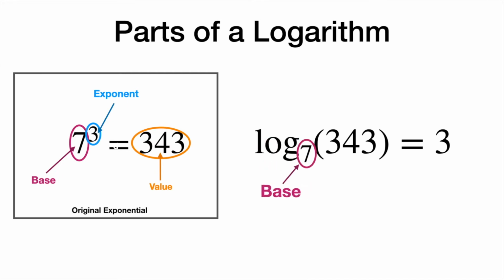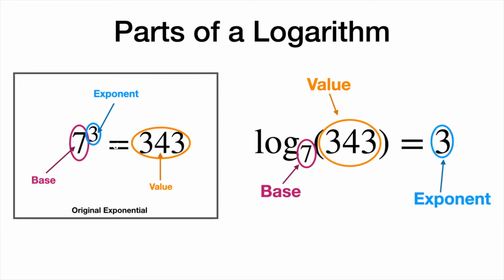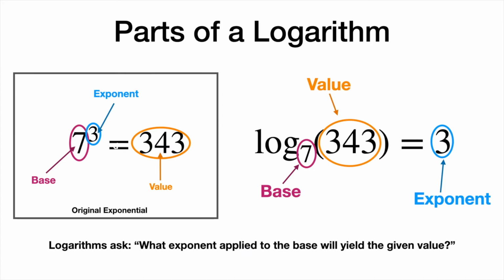Again, we have our base, we have our value, and we have the exponent. It's saying that given a base of 7, what exponent could you raise the base to in order to give you the value of 343? The result is 3, because if we raise 7 to the third power, we get 343. So logarithms ask the question, what exponent applied to the base will yield the given value?